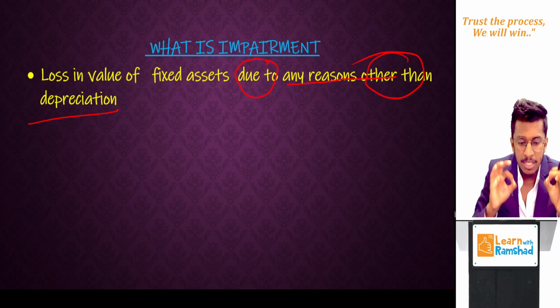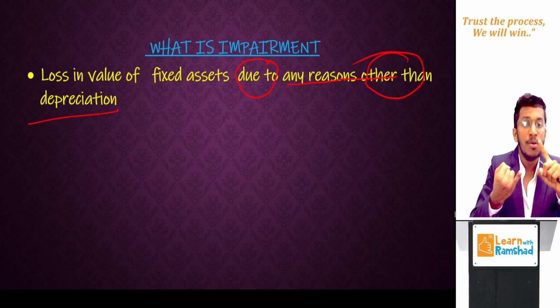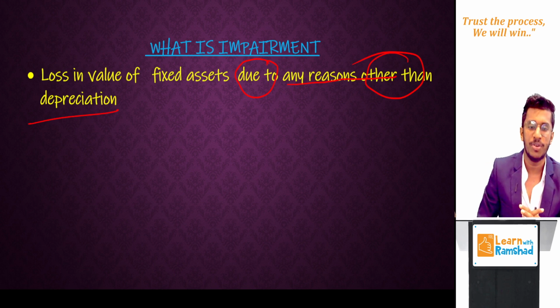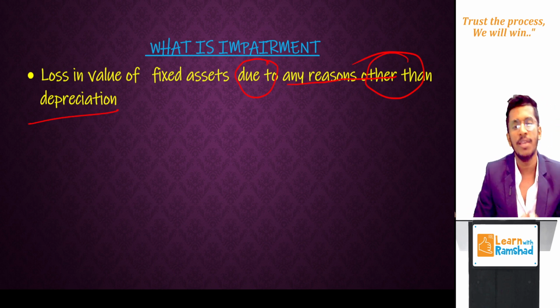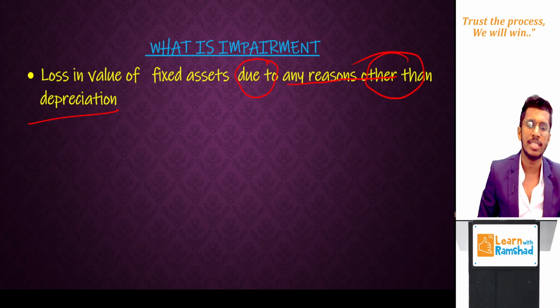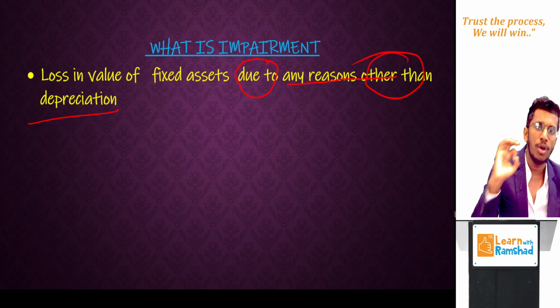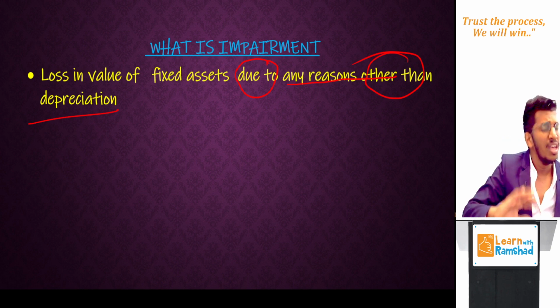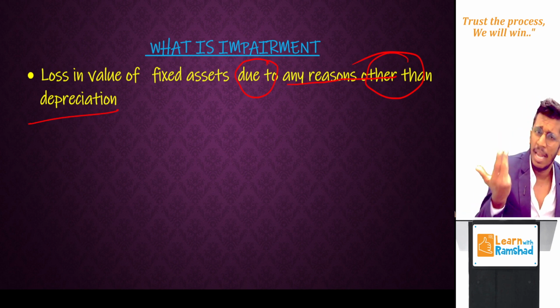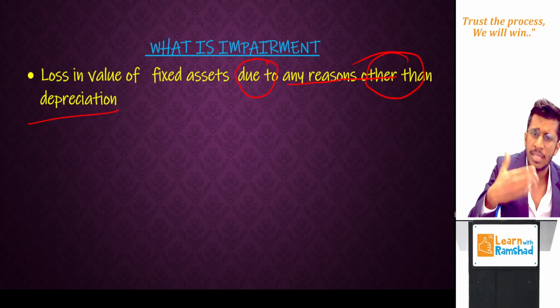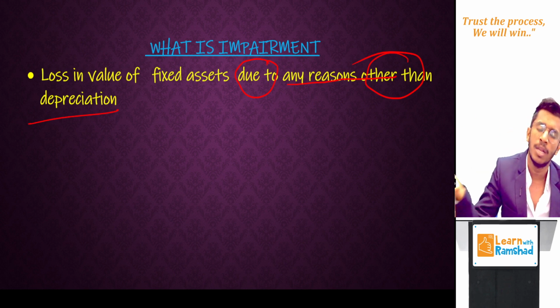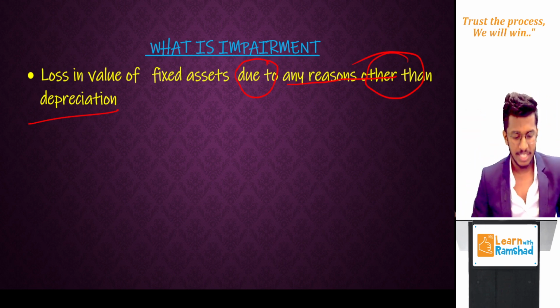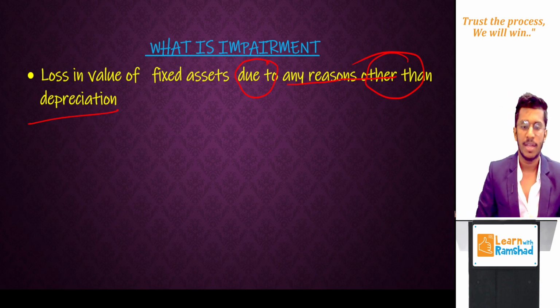But depreciation specifically means it's a value reduction due to those three mentioned reasons. So actually, what is impairment? Clearly, let's say it's a value reduction to a fixed asset due to any reasons other than depreciation. So tell me some reasons other than what we see in depreciation. Now, that is the next discussion we are going to make, right?